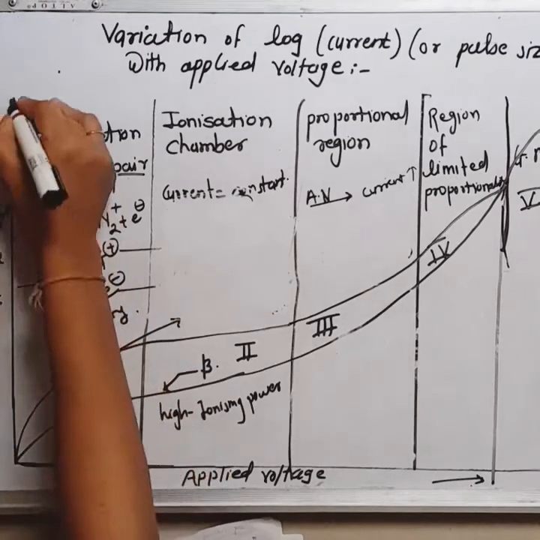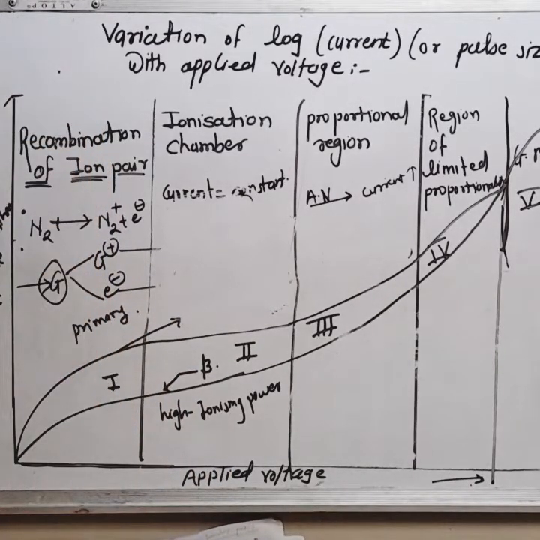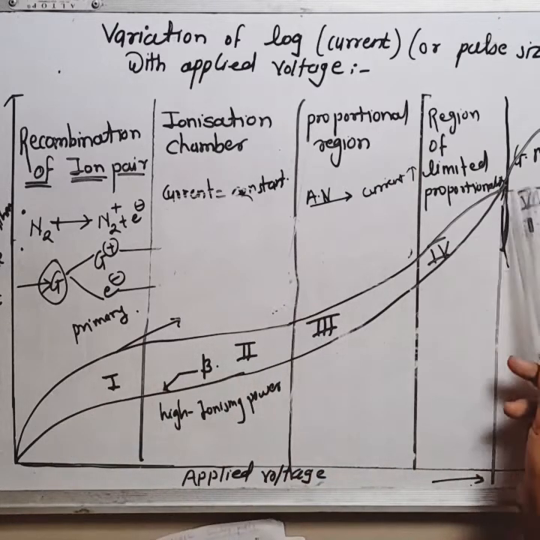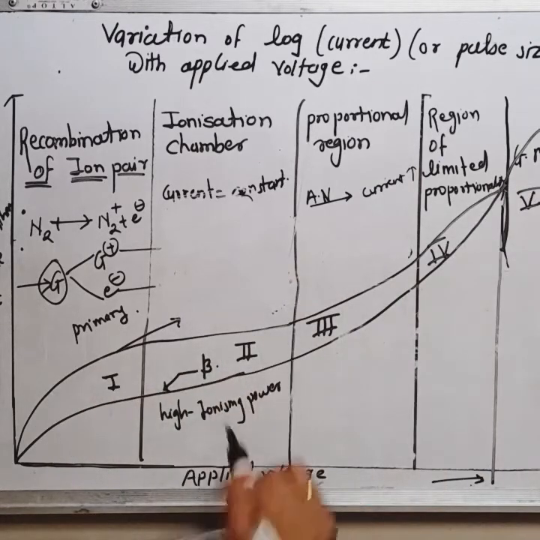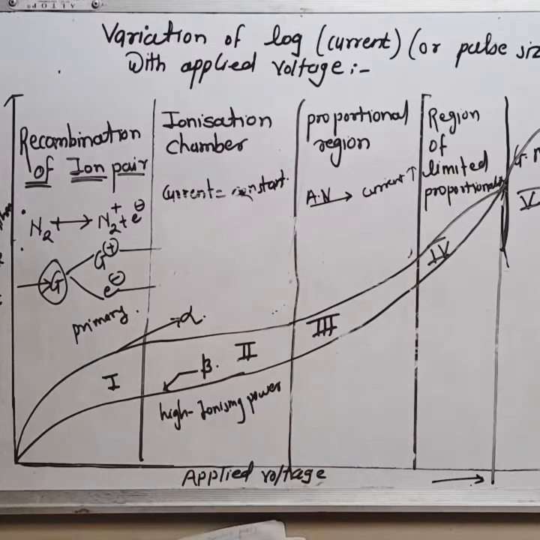This is the graph, logarithm of pulse size versus applied voltage. Here are six parts: first, second, third, fourth, fifth and sixth. This first line is pulse size with respect to applied voltage. It will increase. The first line is for the alpha particle and the second line is for the beta particle.